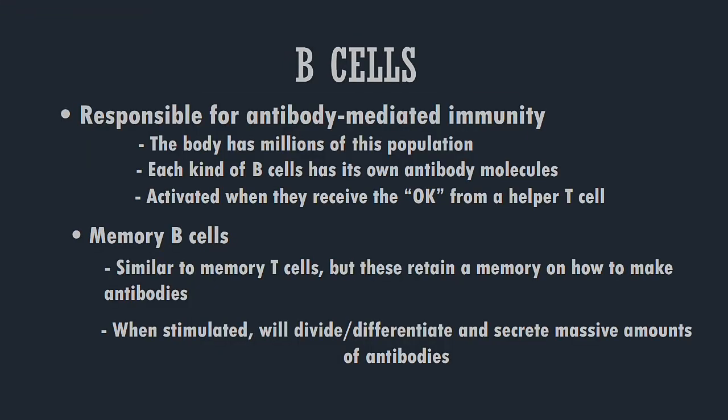So now let's proceed to B cells. B cells are another kind of lymphocyte. These are responsible for antibody-mediated immunity. Our body has millions of these populations. Each kind of B cell has its own antibody molecules and is activated when it receives an OK from a helper T cell. So remember, in the previous slides, the signaling like, hey, we have a problem here. So a helper T cell is going to be activated when there is a need for antibodies, and if there's no need, then they're not going to be activated, obviously.